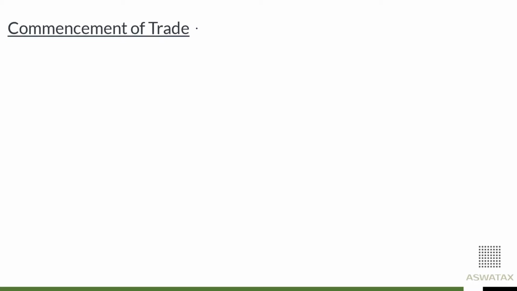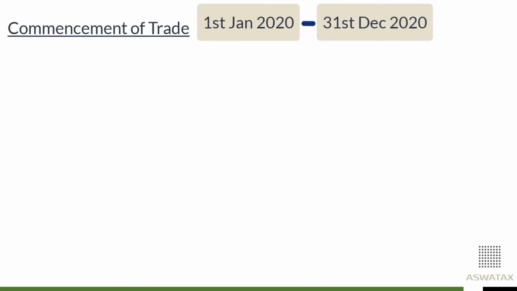And the question is, a sole trader or a partner in a partnership begins trading on 1st Jan 2020, and it is a 12-month accounting period ending 31st December 2020. Profits are £12,000. So we have commenced on the 1st of Jan 2020.